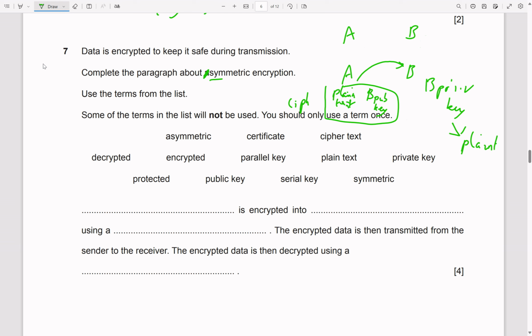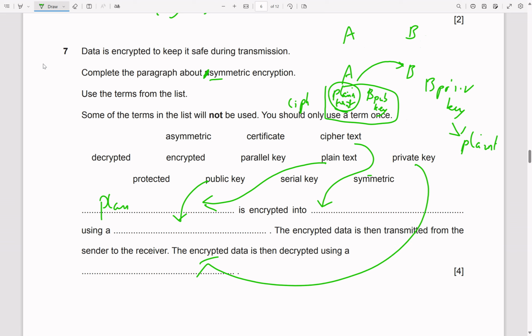So we want to say something is encrypted into something using a something. As we said, it's going to be plaintext. I'm just going to do an arrow here. So this one's going to be plaintext. Plaintext is encrypted into ciphertext, and that's going to be using a public key, in particular the receiver's public key. The encrypted data is then transmitted from the sender to the receiver. The encrypted data is then decrypted, and that's going to be using a private key.